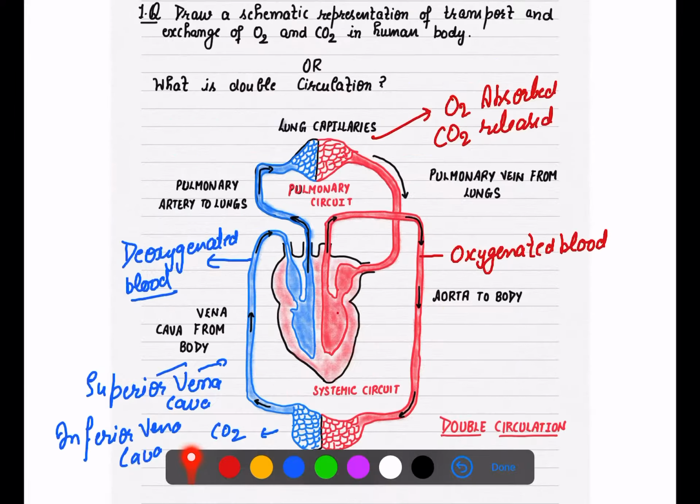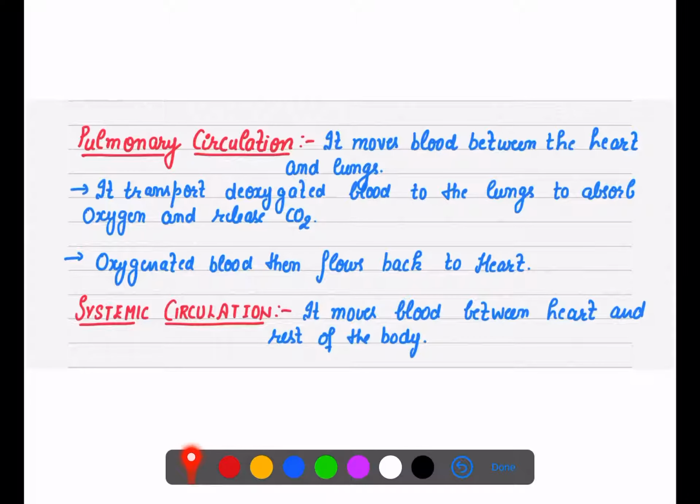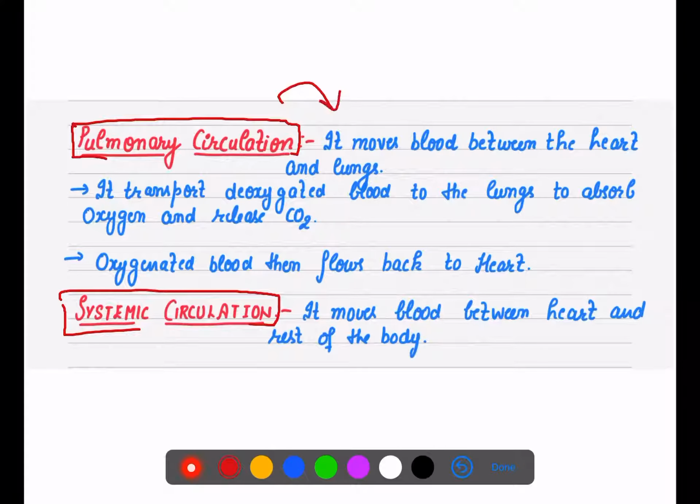Now when we talk about this diagram, there are two terms which we always talk about, that is pulmonary circulation and systemic circulation. These are important for you to mention in the double circulation also. As you can see, the word pulmonary, most of the time we use it for the lungs. Now it moves blood between the heart and lungs.